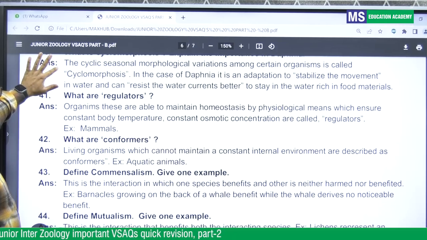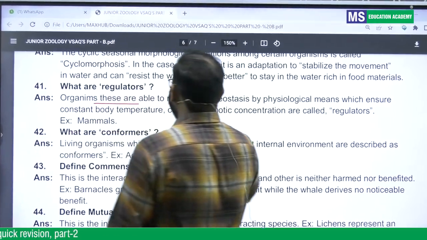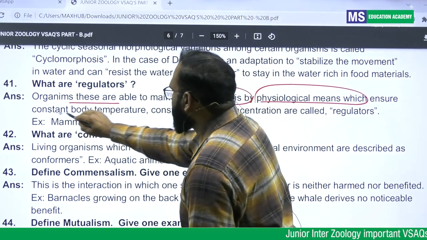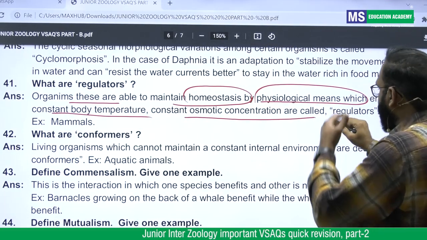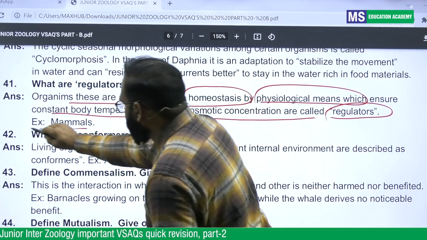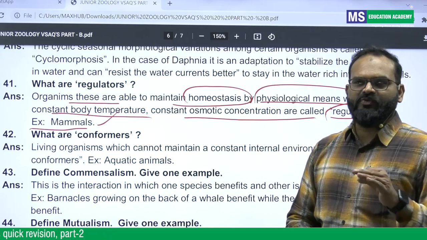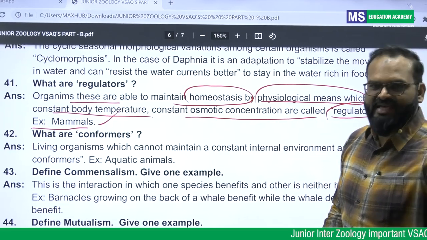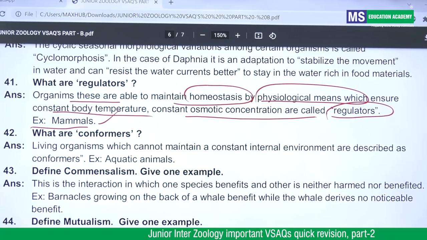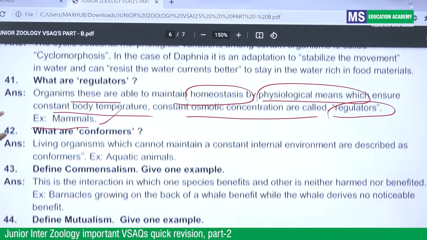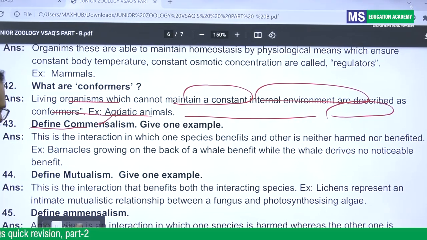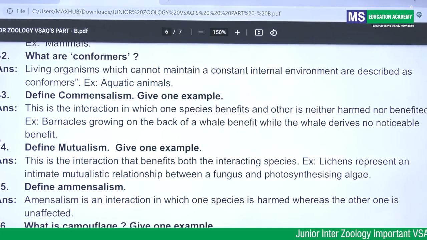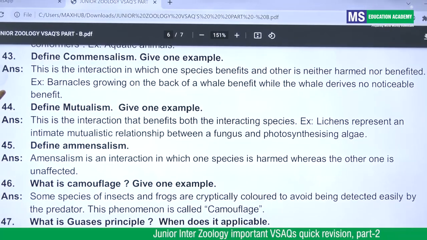What are regulators? Organisms that are able to maintain homeostasis by physiological means, which ensure constant body temperature and constant osmotic concentration, are called regulators. For example, mammals. Organisms which can maintain constant body temperature are called regulators. Next, what are conformers? Organisms which cannot maintain constant body temperature are called conformers. Example, aquatic animals.